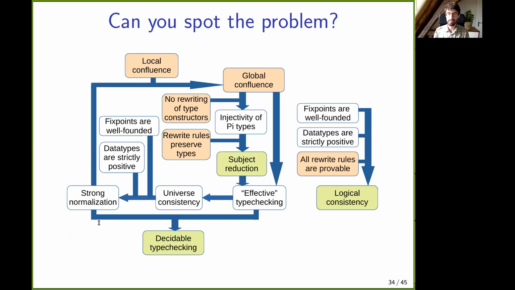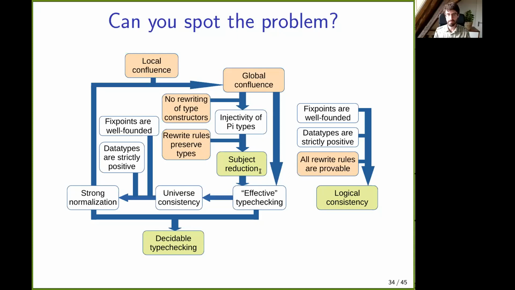So we tried this approach for a while until we realized that actually this is not going to work. And maybe you spot the problem already in this picture. There is a cycle, no? Yeah, exactly. There is a cycle in this proof. So even if we can prove all the blue arrows, this is not a valid proof because there's a cycle going here.